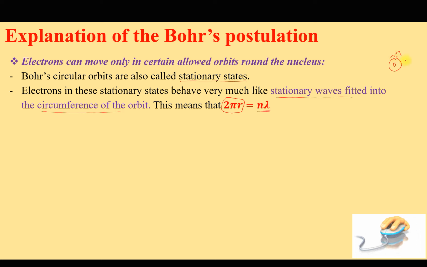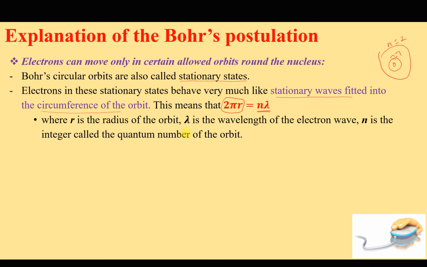And when we move to n equals 2, it also means that the radius of the orbit must have increased. So r is the radius of the orbit, lambda is the wavelength of the electron, and n is the integer that we call the quantum number of the orbit.